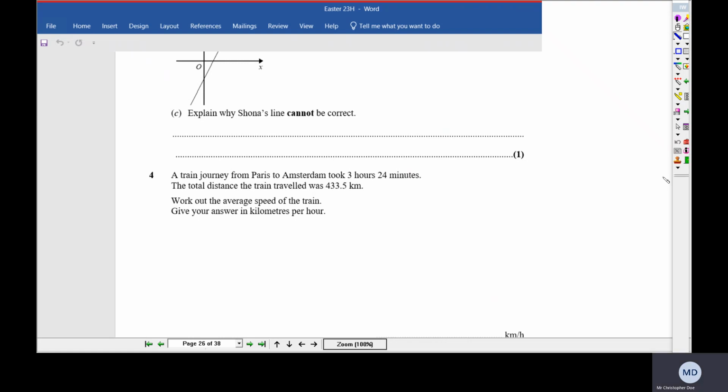So, Ram, what is the formula to link distance with speed with time? Everyone got that. Everyone knew that. Was that on the pink formula sheet? Yeah. What did a lot of you get wrong? I converted it to minutes. I converted the 3 hours 24 to minutes. Should have got 1 mark for that. Everyone did this. Everyone got 433.5.